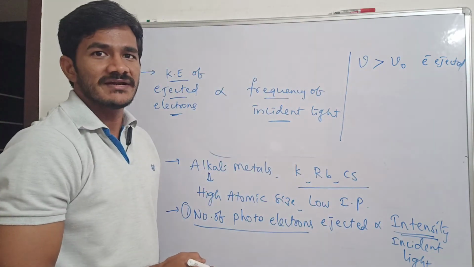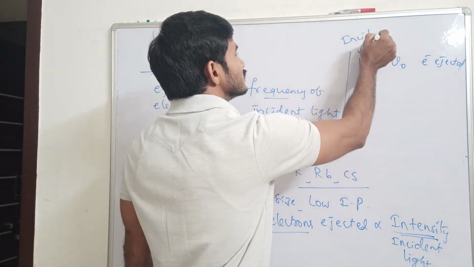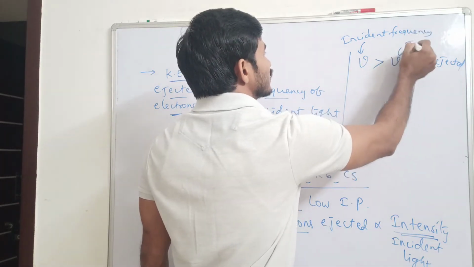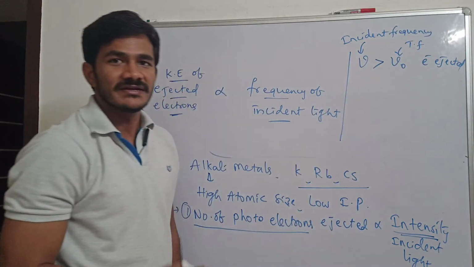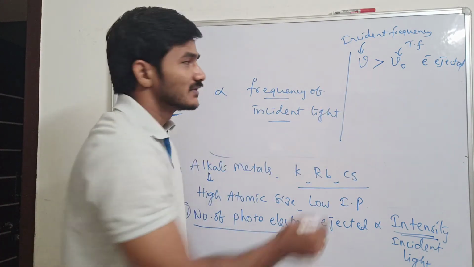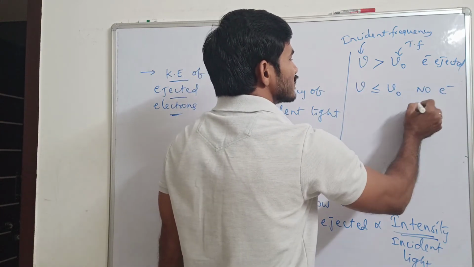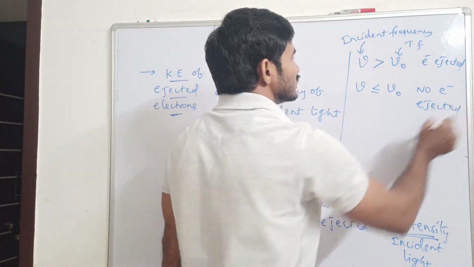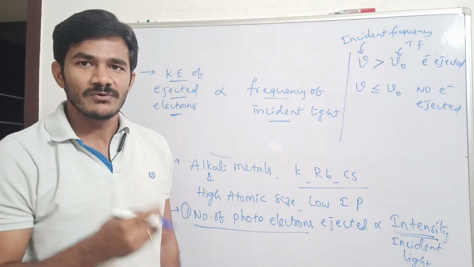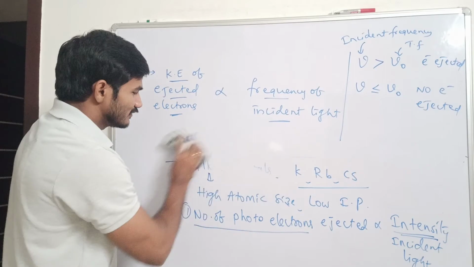When are electrons ejected? This is the incident frequency, and this is the threshold frequency. When the incident frequency is more than the threshold frequency, then electrons are ejected. If it is less than or equal to the threshold frequency, electrons will not be ejected. The frequency of the incident light should be more than the threshold frequency, then electrons are ejected. So this is the point.